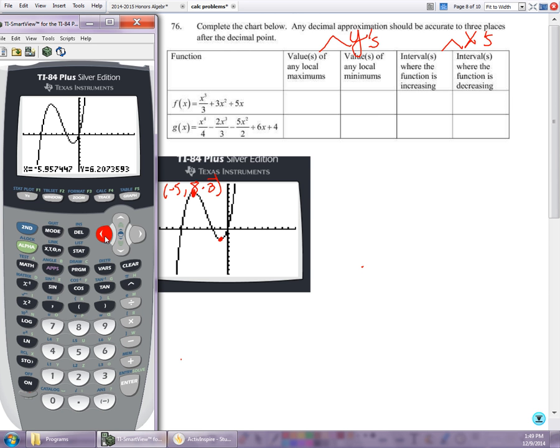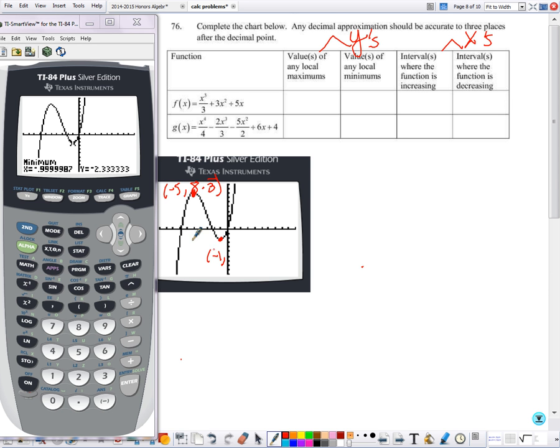And then now this point, I'm going to calculate the minimum. That was another choice in the calculate menu. Oops, sorry, I have to go to the right. I need to be to the left of this minimum. Enter. Go to the right-hand side, hit enter. Back towards the min. And this value's at, and again, we're going to round this, it's -1 and then -2.3 repeating.